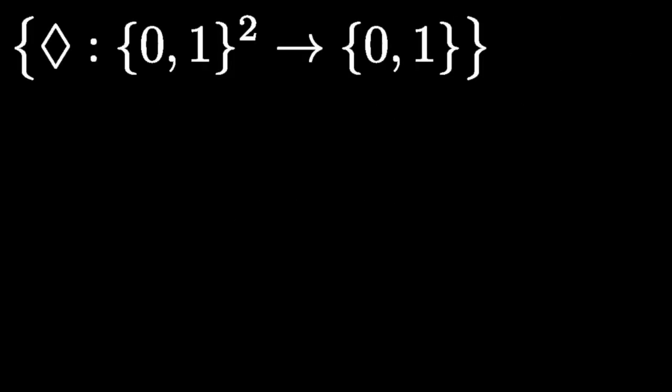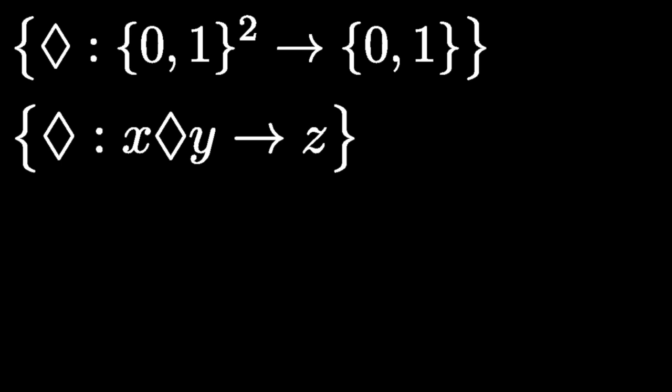If the diamond symbol shown here is an arbitrary binary Boolean operator, this means that the diamond operator assigns an ordered pair of Boolean variables x, y to the Boolean variable z. We can write this as z equals x diamond y.